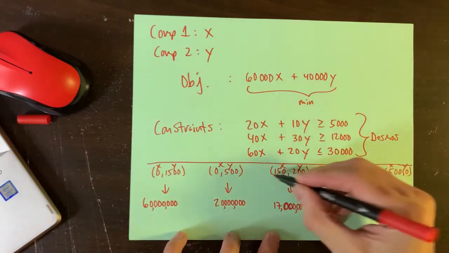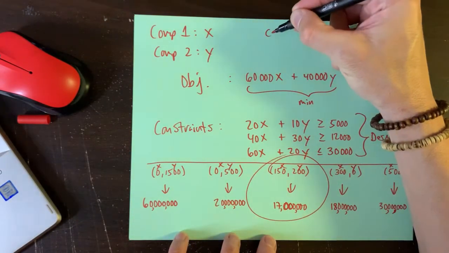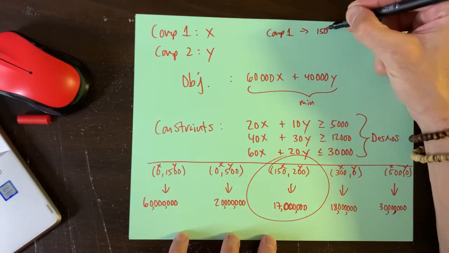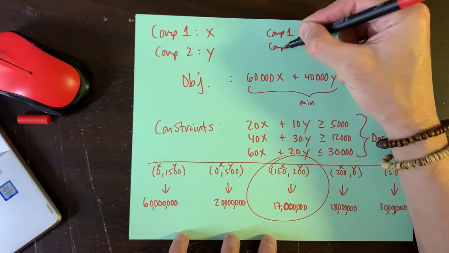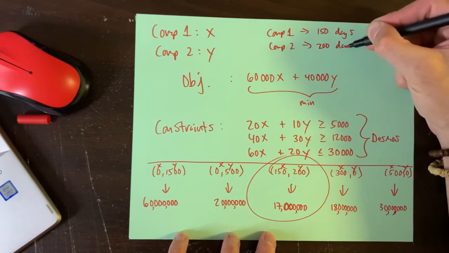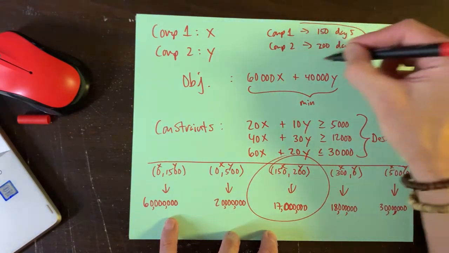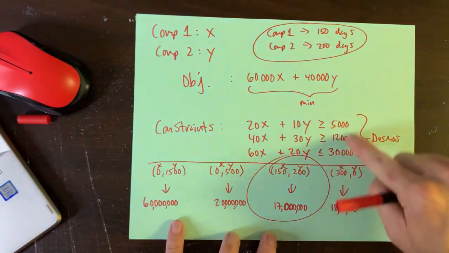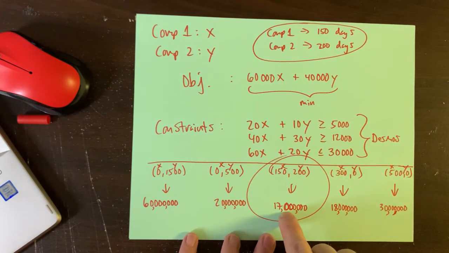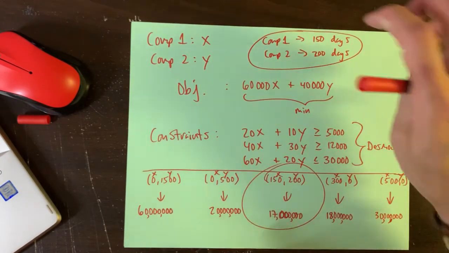The best combination would be this one here, where company one, we're gonna have them open for business for 150 days. Company two, we're gonna have them open for business for 200 days. And with this combination, we're gonna get all the cars constructed and we'll be spending the least amount of money possible. So final answer right there.